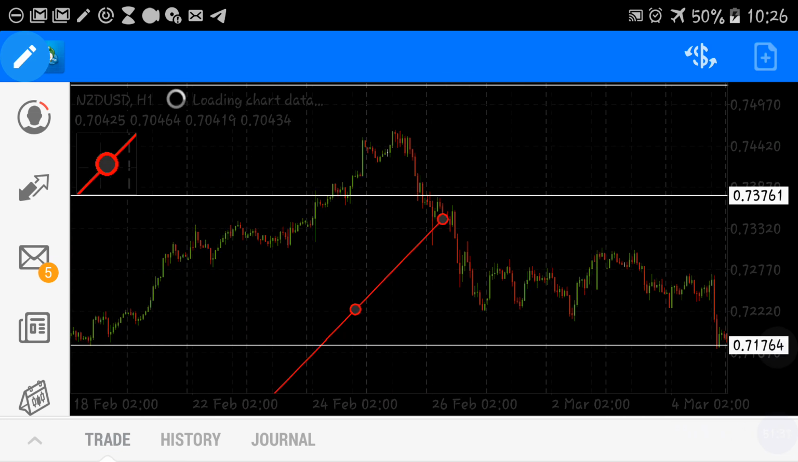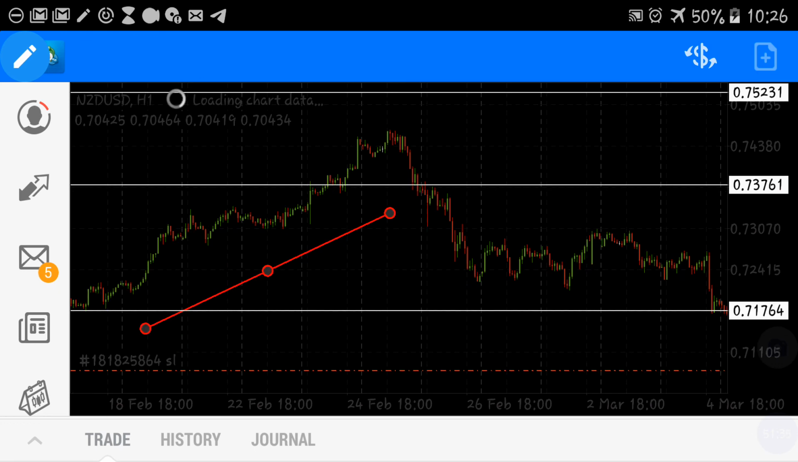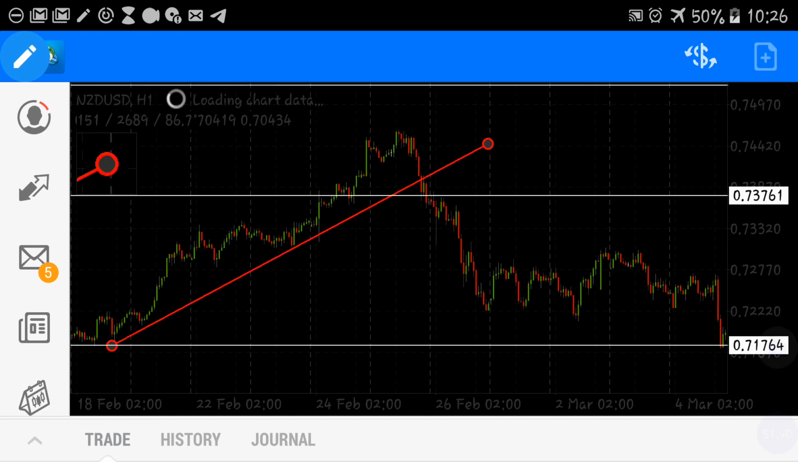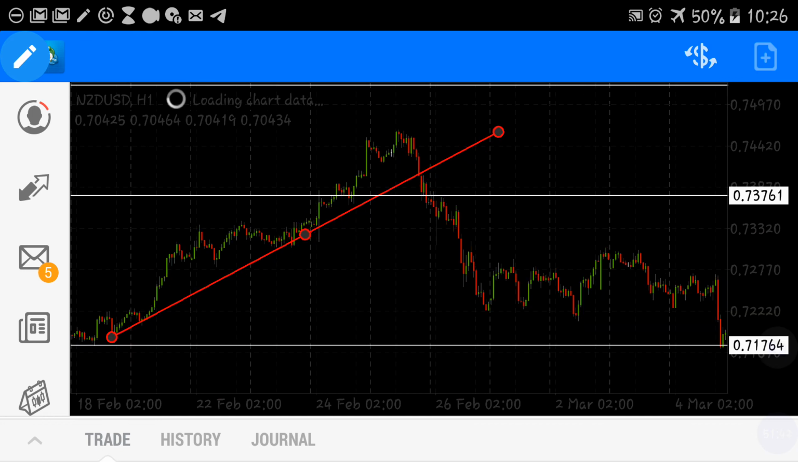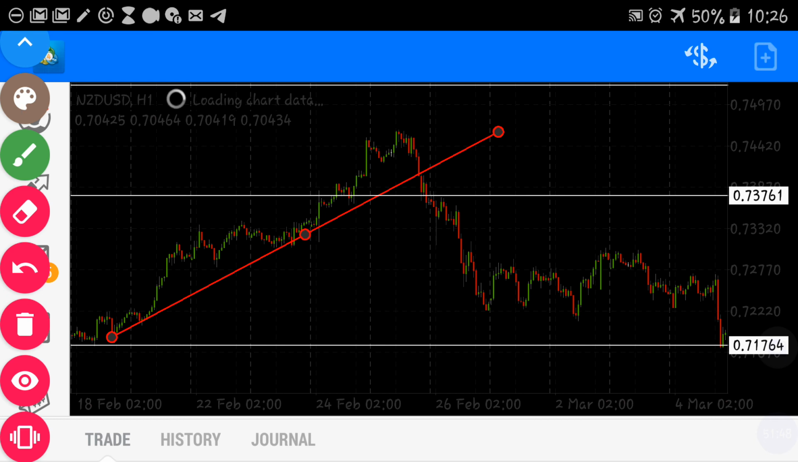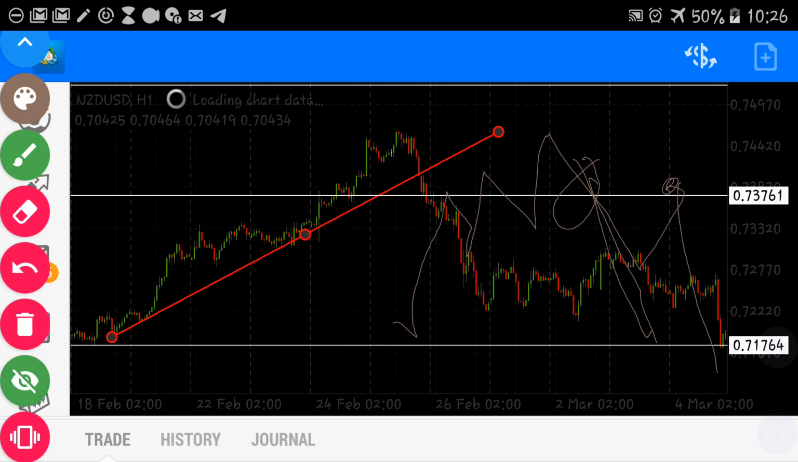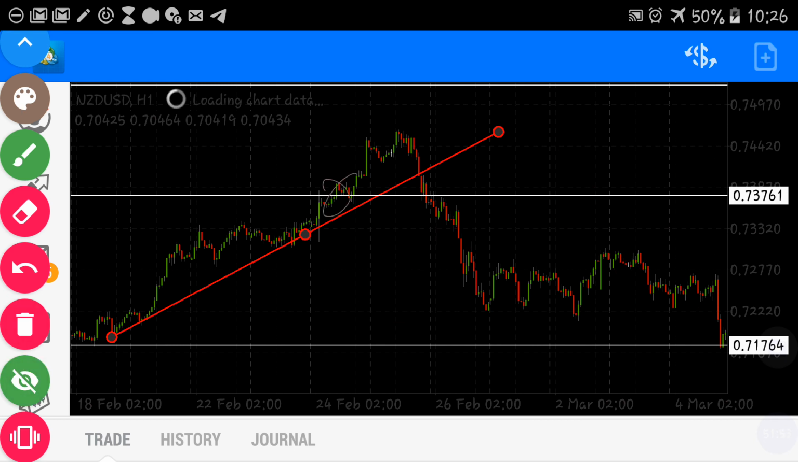Now you can see that it got to a resistance, right? What happened when it got to a resistance? It broke this resistance. It's a strong resistance. It's not a partial one. It's a strong resistance. It broke this resistance up. Instead of it becoming support and bouncing off of it, it didn't do that. Why? It broke a trend line.